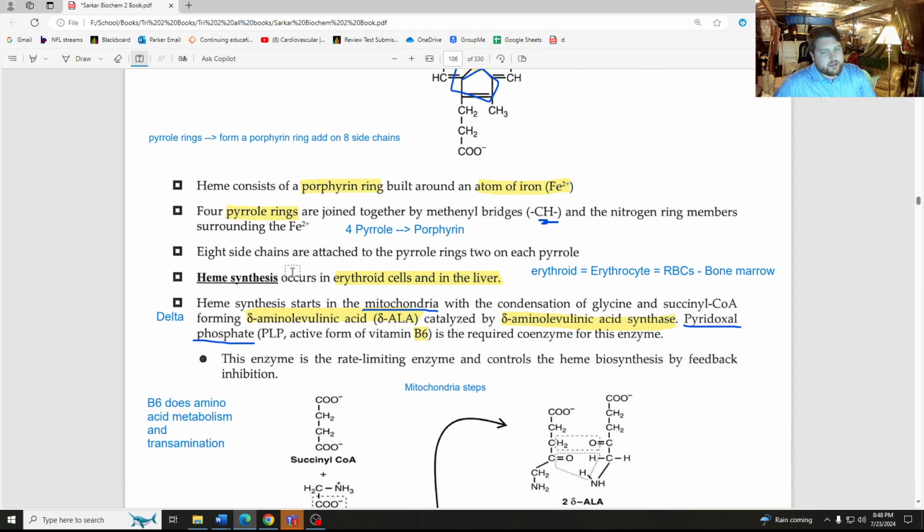This process of heme synthesis occurs in erythroid cells as well as the liver. Whenever we think blood, there are 3 places I want you guys to really think about. I want you to think about the liver. I want you to think about bone marrow, especially in the long bones and the flat bones. So bones like the femur, the humerus. Think about the pelvis.